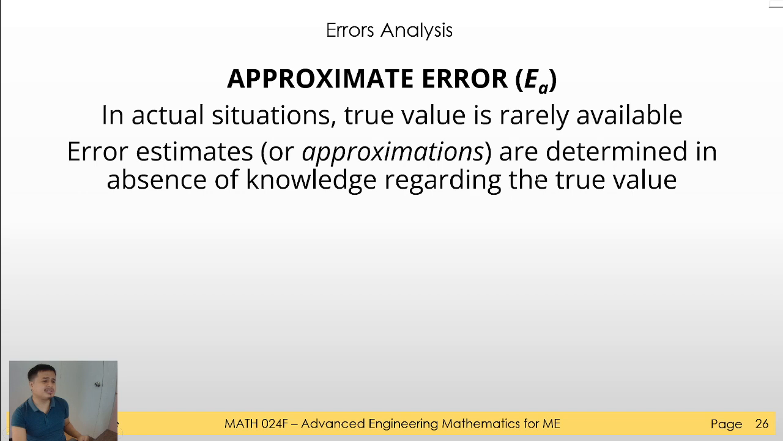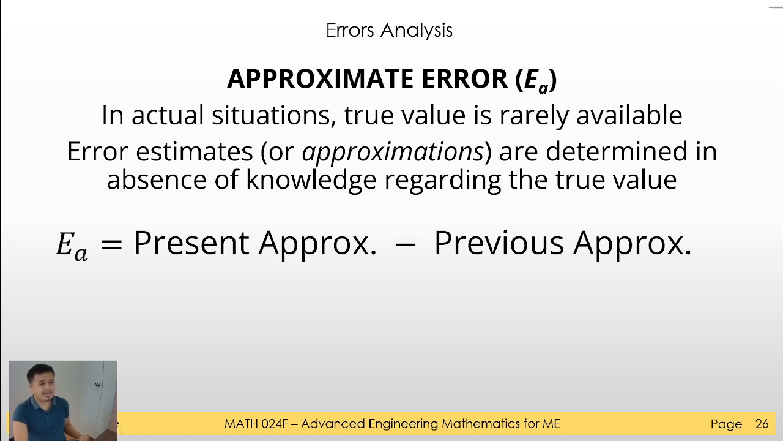In actual situations, the true value is rarely available. In reality, some equations are just not solvable analytically, meaning it cannot be solved using, for example, the quadratic formula or factoring. Or in differential equations, some of the differential equations might be nonlinear and there's no method of solution for that type of differential equation. Therefore, we have to compare our computed value to a previous approximation. So if we have no true value, we do not know the true solution, we could just approximate the error by utilizing the present approximation versus the past approximation.